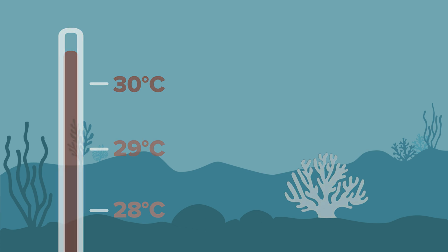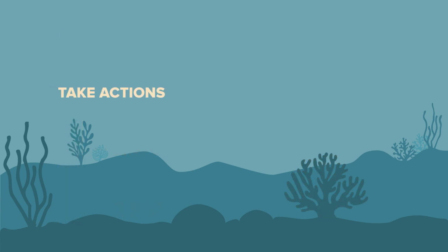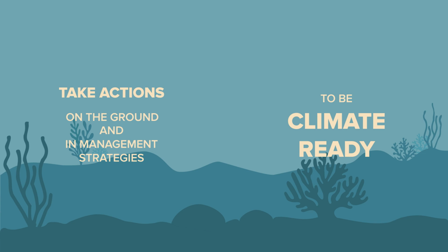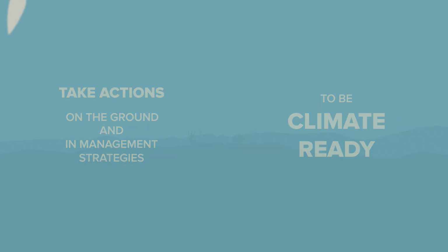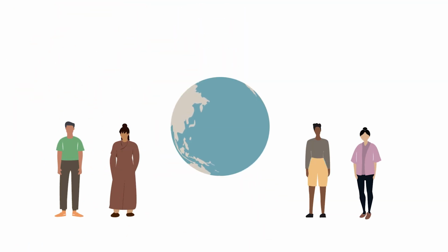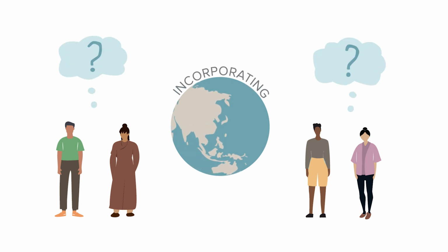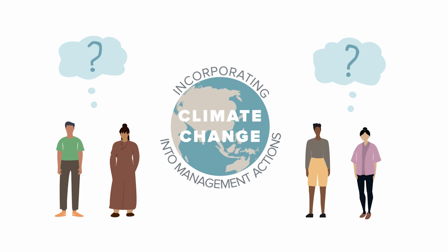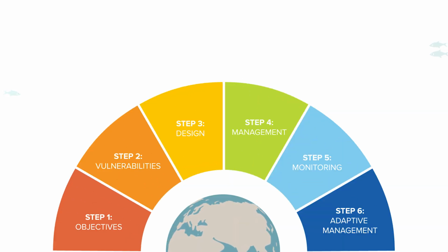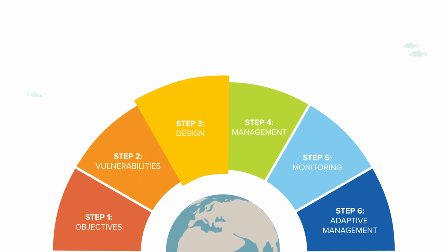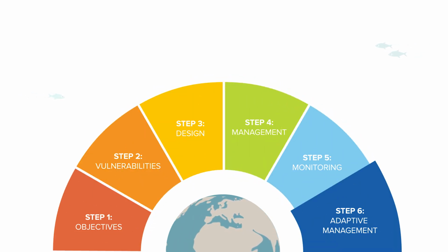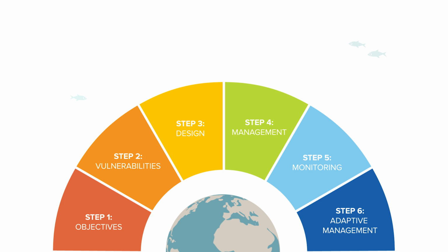Although dealing with climate change can feel overwhelming, there are actions that MPA managers can take on the ground and within management strategies to proactively prepare and make their protected areas climate ready. Managers are learning from one another, but many still have difficulty fully incorporating climate change into their management actions. In response, this video provides an overview of how to incorporate climate change into 6 stages of successful management planning, based on recent reviews of the best available science.